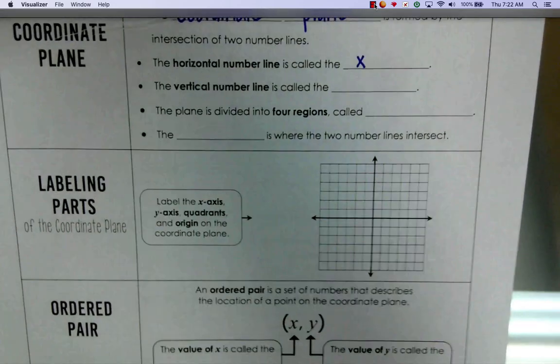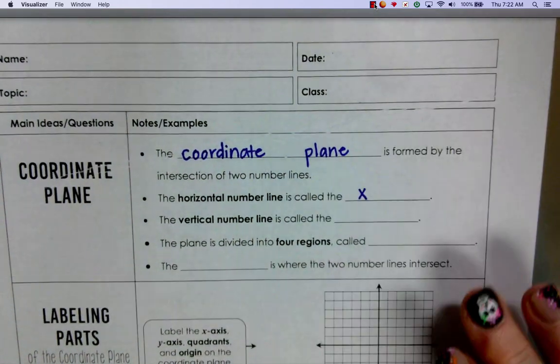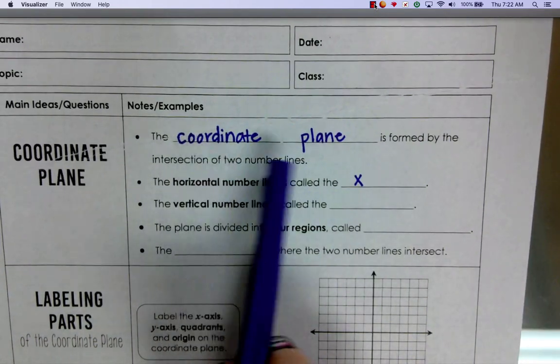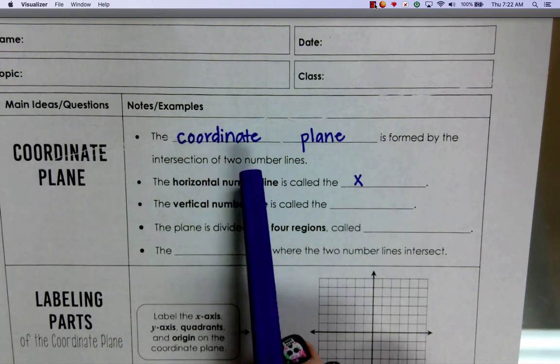All right, the coordinate plane. We started this and my program crashed, literally. So we're going to start over. So the coordinate plane, okay, new notes, is formed by the intersection of two number lines.